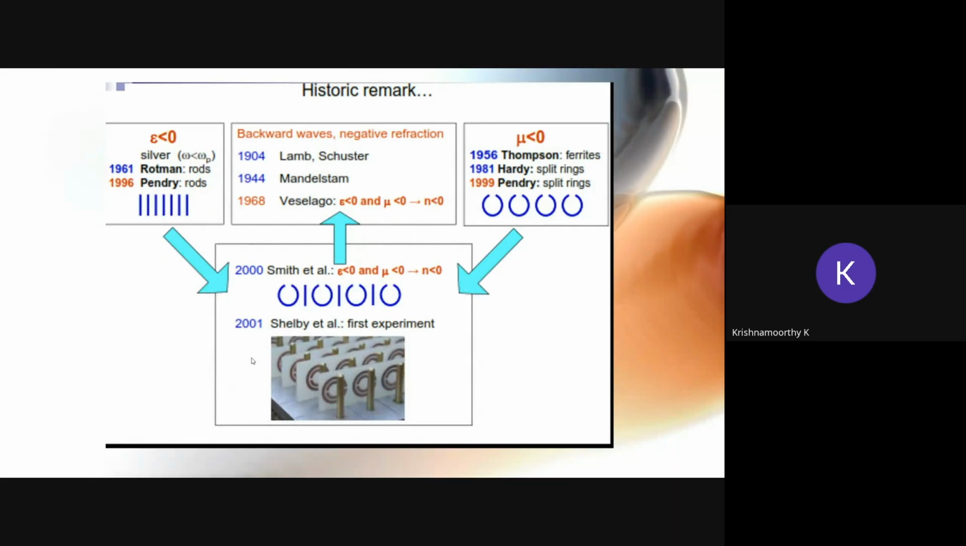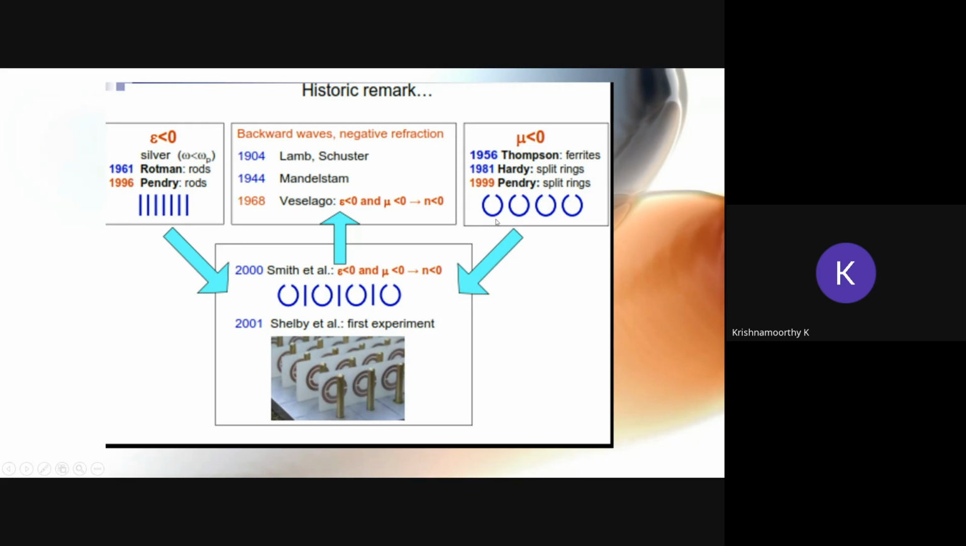So these two characteristics are available independently, naturally. But if you want to design that left hand material or double negative medium, that is not available naturally. So if you want to get the double negative, we have to implement it using the metallic rod and ring combination. This we call an artificial material.